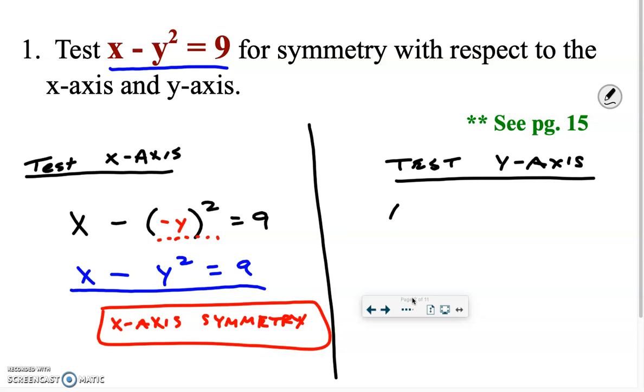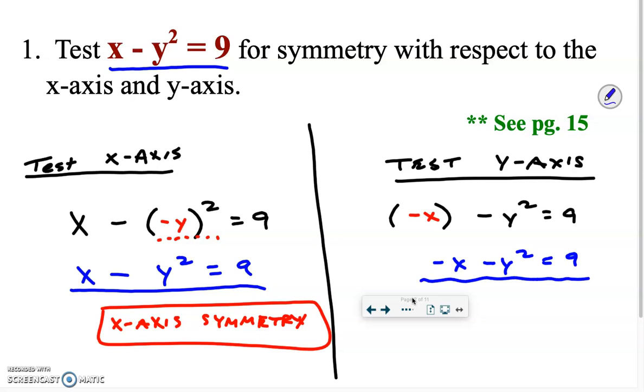So we're going to look at the original, which is x minus y squared equals 9. But in changing the x, we're going to put a negative x in place. As we clean this up and evaluate, we end up with negative x minus y squared equals 9. How does this compare to my original, please? Is it the exact same? It's not the exact same. Sure, it's close, and certain parts of it are the same, but it's not the exact same. So we'd say no y-axis symmetry.